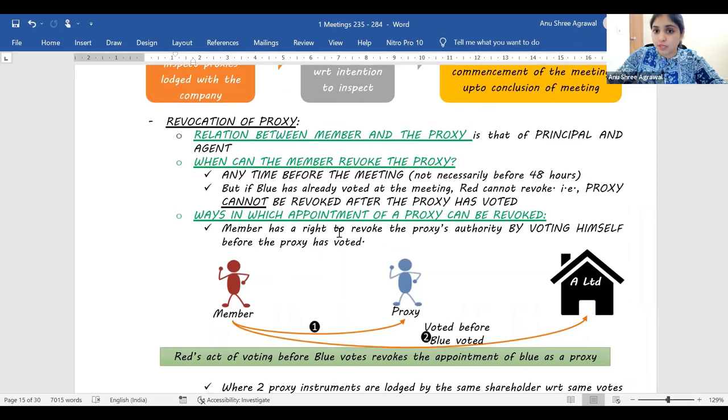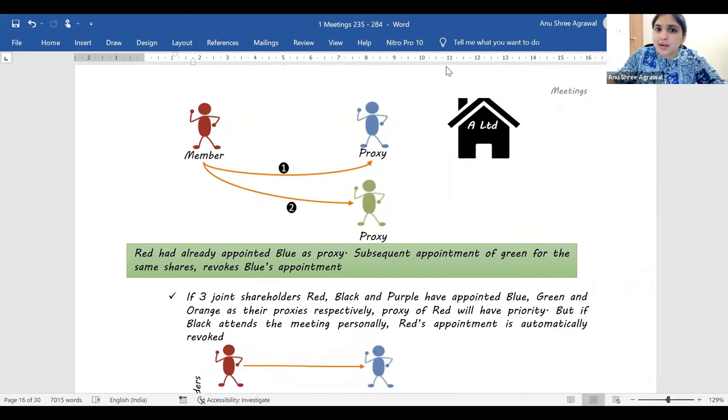One more way of revocation: let us say Red has already appointed Blue as proxy. If he appoints one more person as proxy, Green, automatically what happens? Blue's appointment gets revoked.